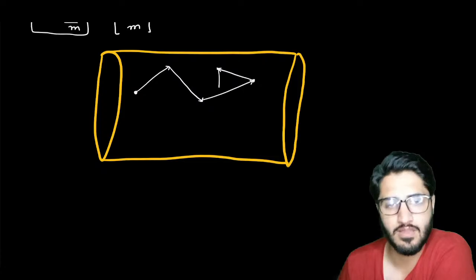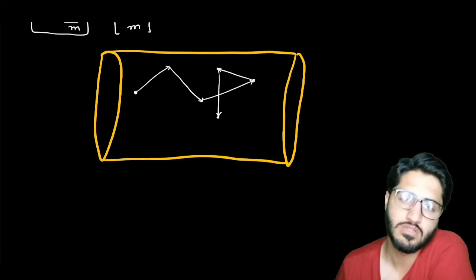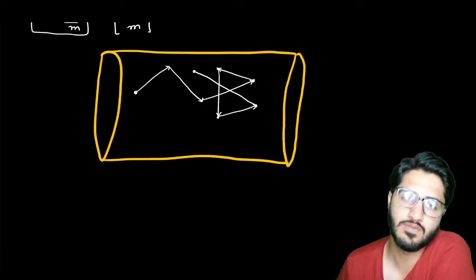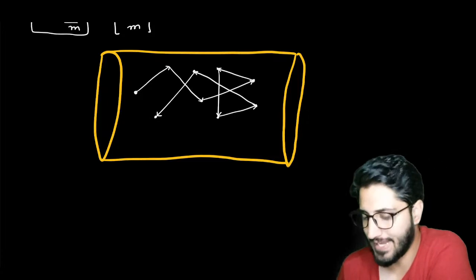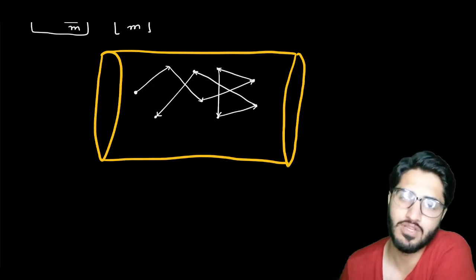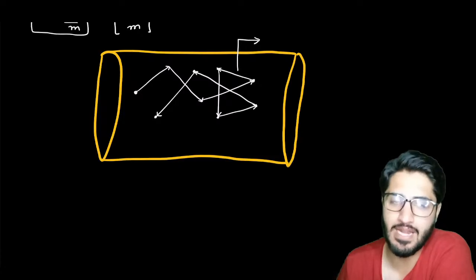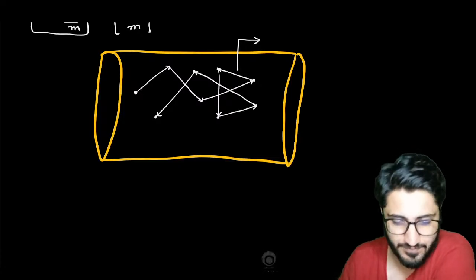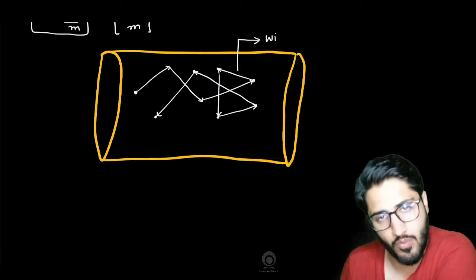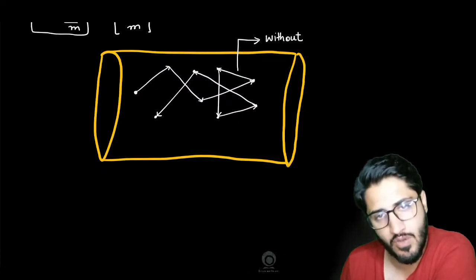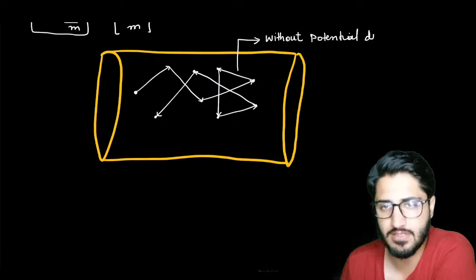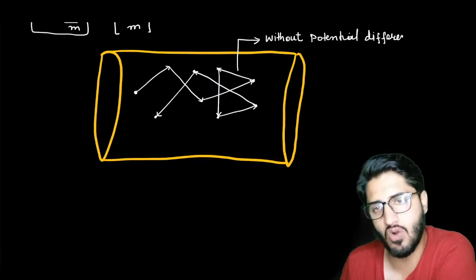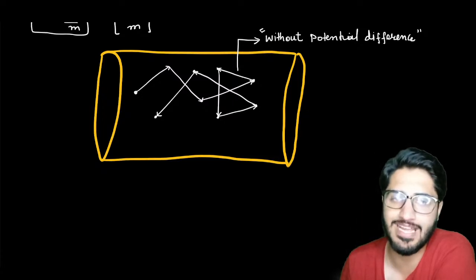Okay, now like this one, then it will go like this one. This is the path of my electron. So you can write it is the path of my electron without applying voltage. Okay, this one is without potential difference. That means my electron is moving just because of thermal energy.